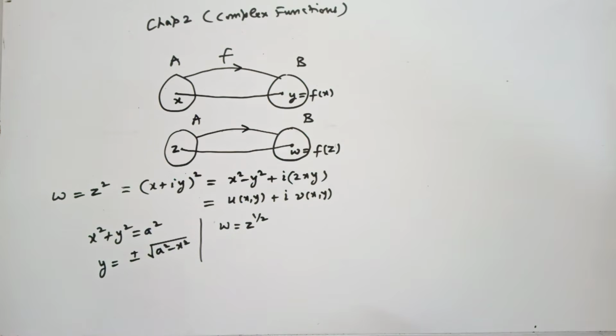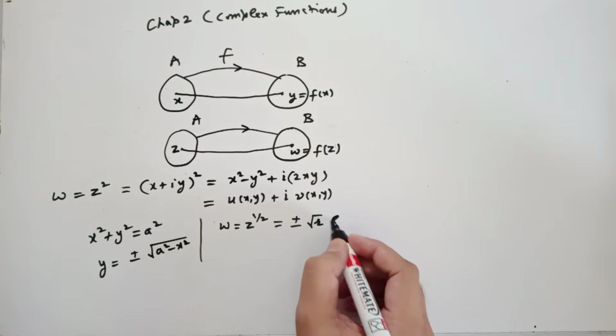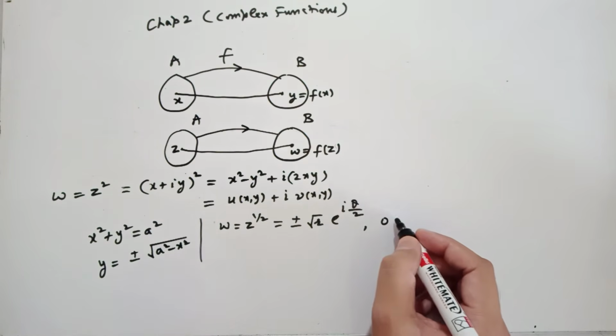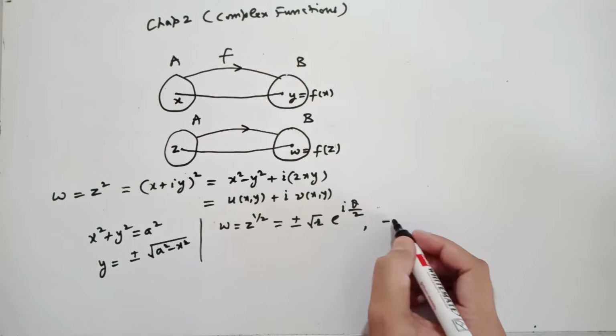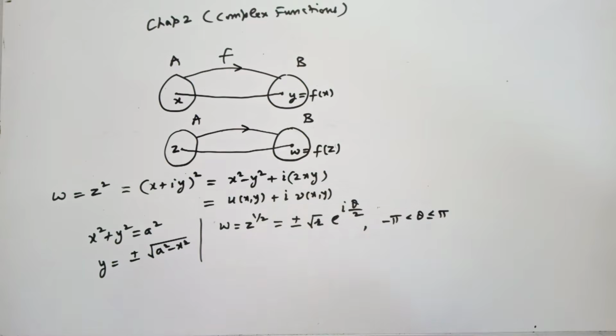w equal to z power 1 over 2. What are its branches? Plus minus square root of r e power iota theta over 2. I have changed it to complex form. You know z is r e power iota theta, where theta varies in the interval minus pi to pi. But you know this is not defined for z equal to 0.